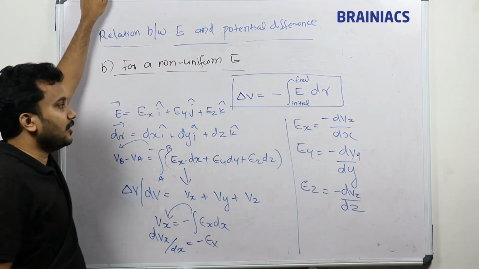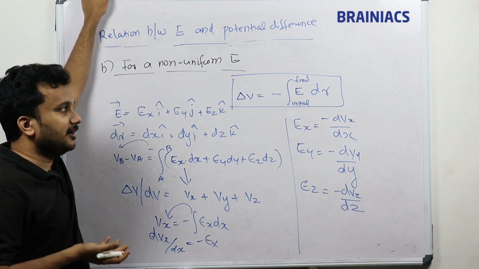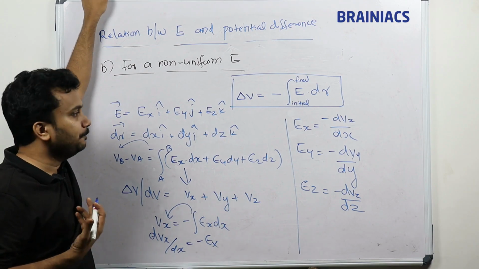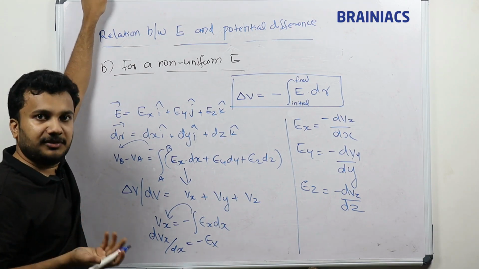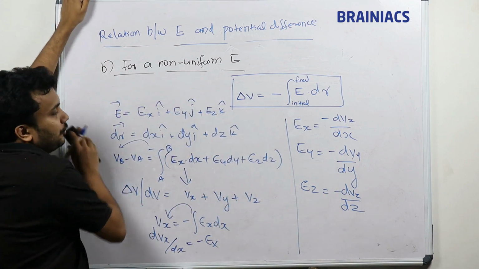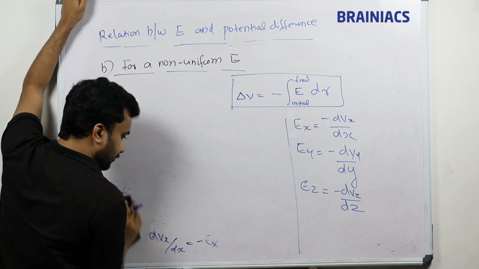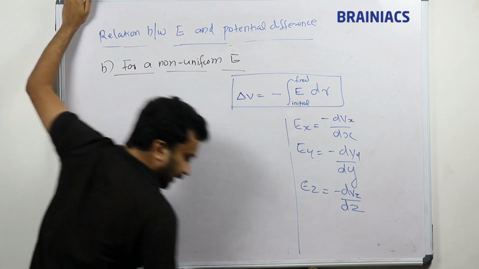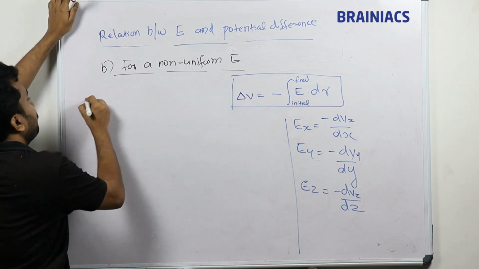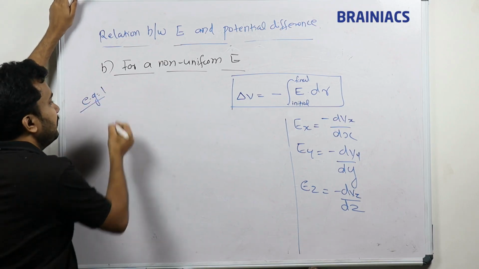So remember this concept. If they have given you V, you have to find the electric field, and if they have given you the electric field, you have to find the other quantities also. Depending upon that we have to proceed. So we'll keep it like this, and we will do one example. Questions will be like this. Let me take one example from this topic, for a non-uniform electric field.